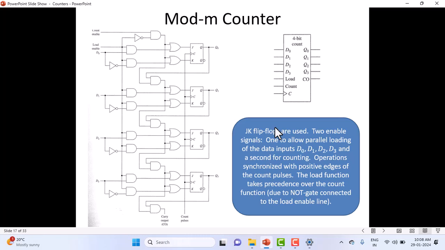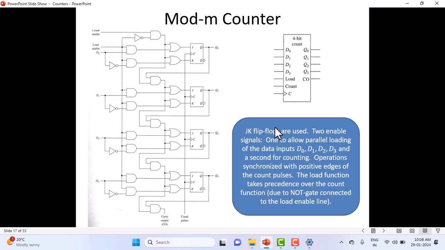What is CO? CO is nothing but carry output. And this is the one we can use for cascading the counters. When all these 4 outputs are 1, at that time the CO becomes 1. Whenever CO is 1, what can I do now? I can use this as a count enable for the next one. I can use one more similar IC and cascade this and build a higher order counter based on this signal.